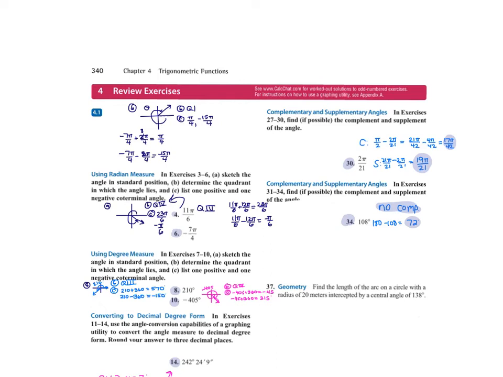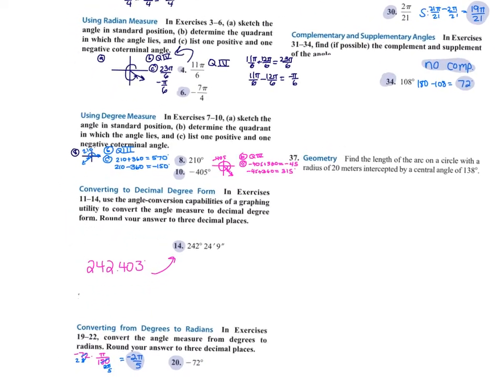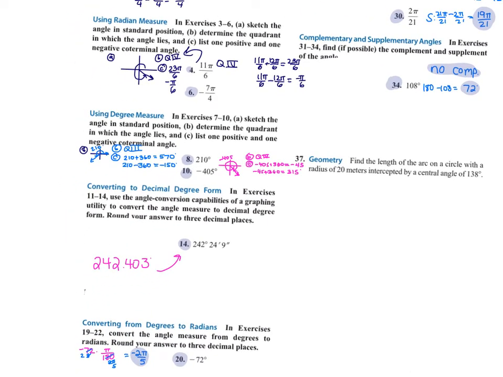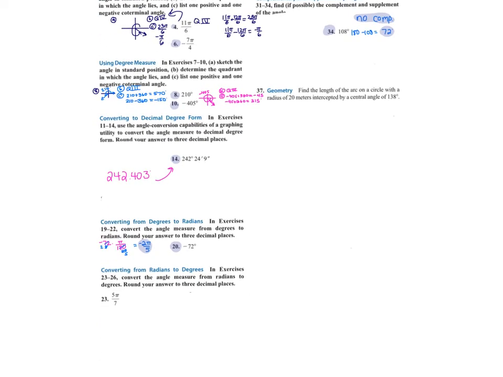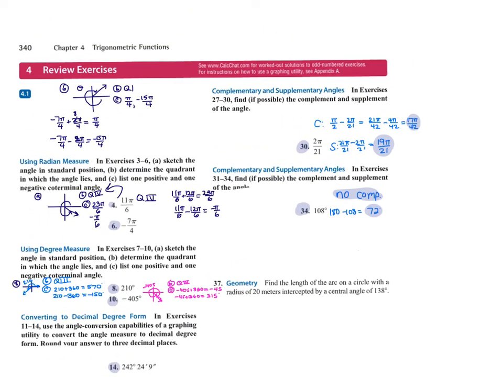Is the evens, and then the odds are on Calc Chat. So 4-1 was that conversion from radian to degree, decimal degree to degree-minute-second, and degree-minute-second into decimal degree, and then coterminals, complements, all that stuff was in 4-1. Any questions on those? And the measure of the arc, that was all 4-1. A lot of little formulas, but yeah.